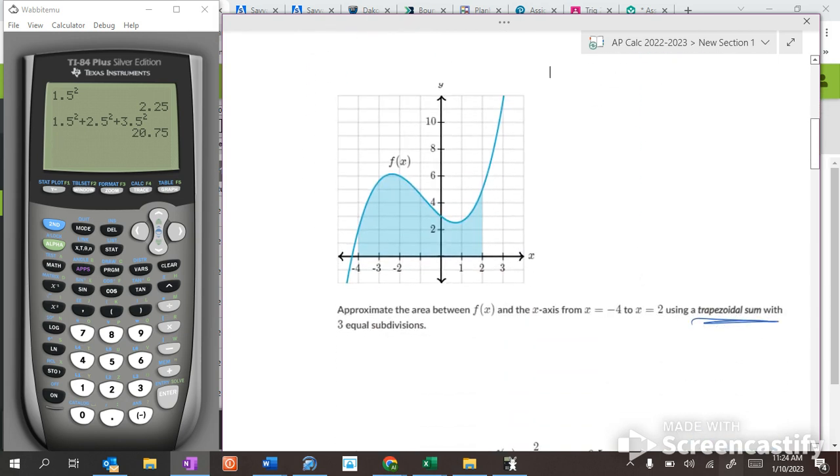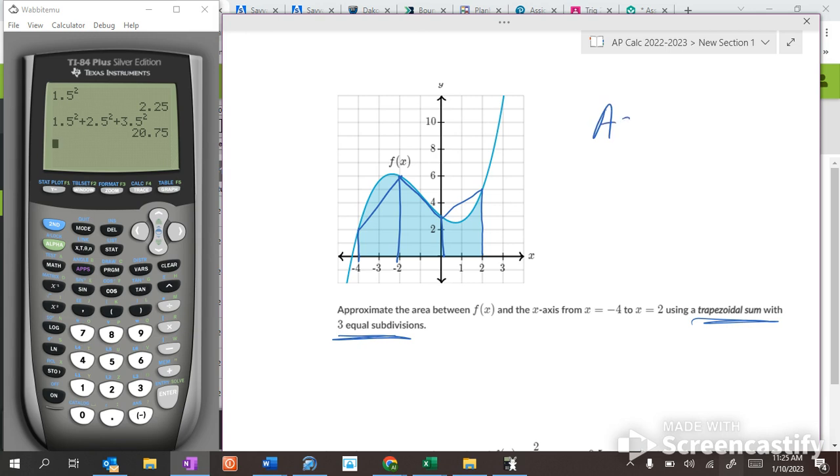All right. A trapezoidal sum is you're going to make a trapezoid out of this. So from -4 to 2, there's 6. From -4 to 2 is a difference of 6, and you want 3 equal subdivisions. So you're going to make a trapezoid like this, a trapezoid like this, and a trapezoid like this. And you're going to find the area of each of those trapezoids.